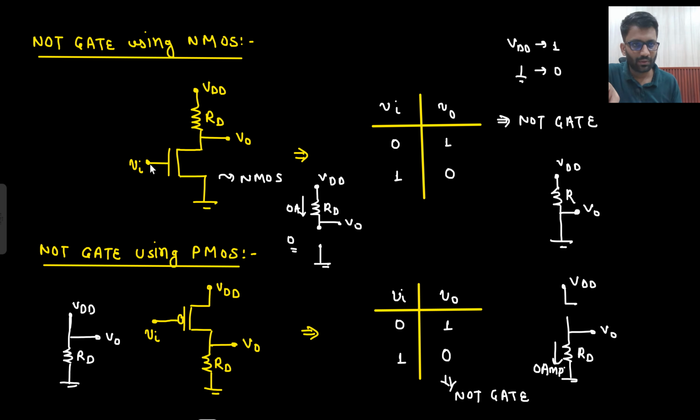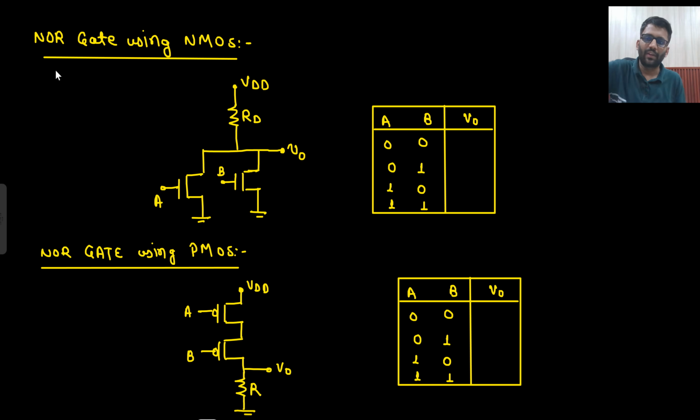If you apply 0 here, what will happen? This will turn off. So VDD will come. If you apply 1, this will turn on. So 0 will go there. Same goes for this. If you apply 0, then this will turn on. So VDD comes here. And if you apply 1, this will be off. Then this 0 goes there. That's it. Forget about the name, whatever is written, forget about that.